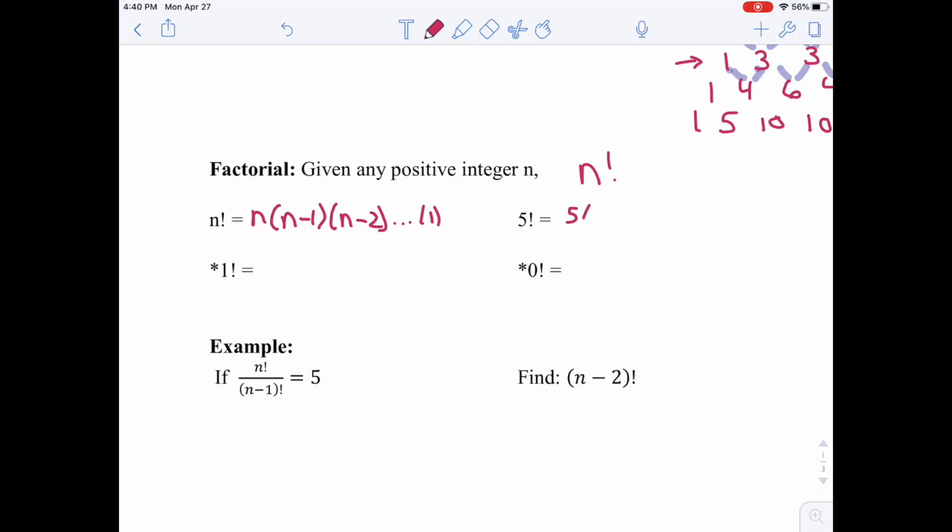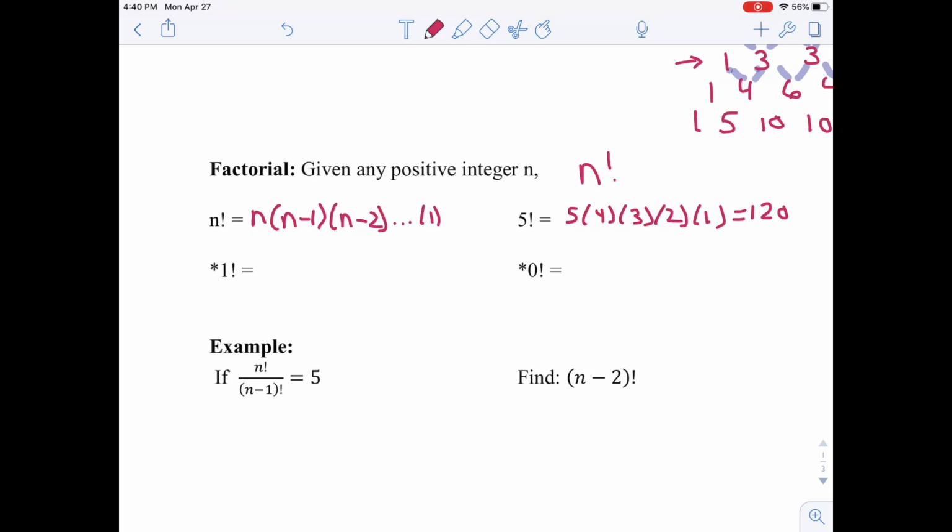So if I looked at like 5 factorial, let's look at an actual example. That would mean 5 times 4 times 3 times 2 times 1. Okay, there is a factorial button in your calculator. I'll post a video of how to get to that. Or you can just do that actual calculation and get 120.